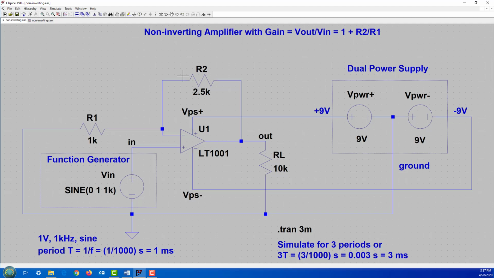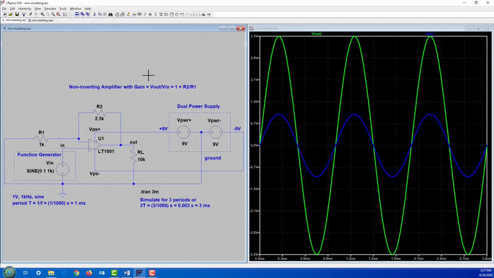Okay, so what else can we do with this? Well, how do we show clipping, right? Well, you'll see as we increase the R2 while keeping R1 the same, the gain is going to increase, right? So the number that we're multiplying the input V in by is going to go higher, and the output voltage obviously is going to go higher. But remember, the output voltage can't really go all the way up to the power supply voltages, right? It cannot go beyond the power supply voltages.